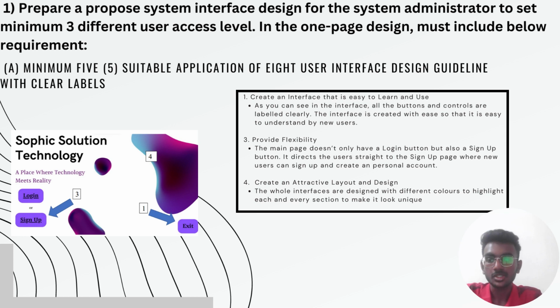So let's look at number 3, that is the sign up button. So it provides flexibility. How? So the main page doesn't only have a login button but also a sign up button. It directs the user straight to the sign up page where new users can sign up and create a personal account. Because if you go to the next page, it will be a login page, but you can just skip the login page and go to the sign up page for the new users by clicking on the sign up button. So it provides flexibility.